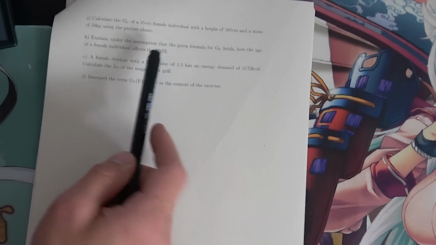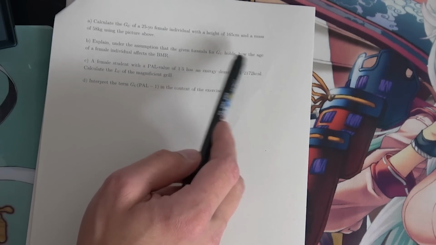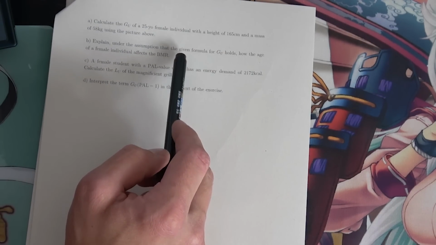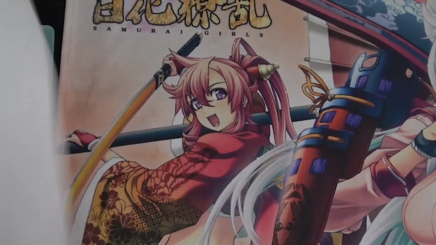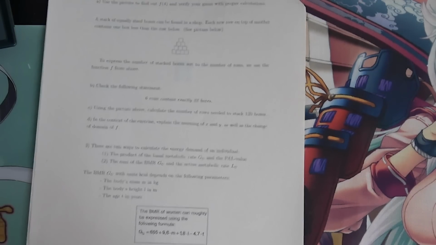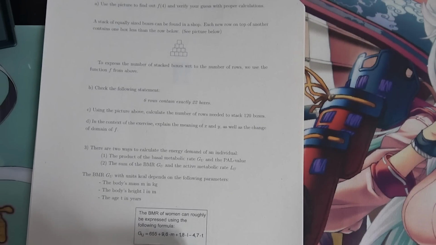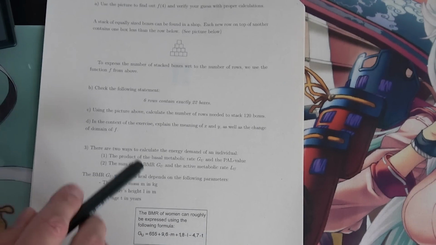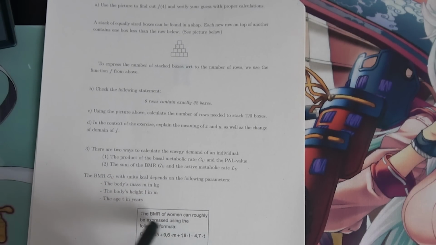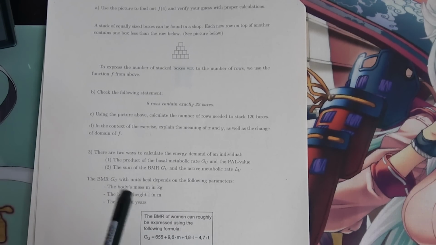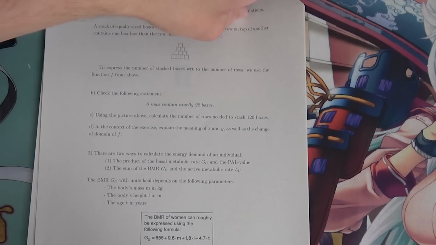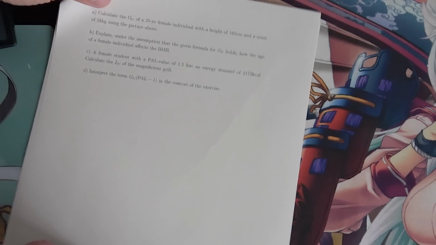Explain under the assumption that the given formula for BMR holds how the age of a female individual affects the BMR. And then you can just argue basically, since we have the age somewhere here, t is the age, the higher the age, the lower our formula gets, so since we are subtracting, we are going to get a smaller value out on the other side. So this is something you need to take into account.